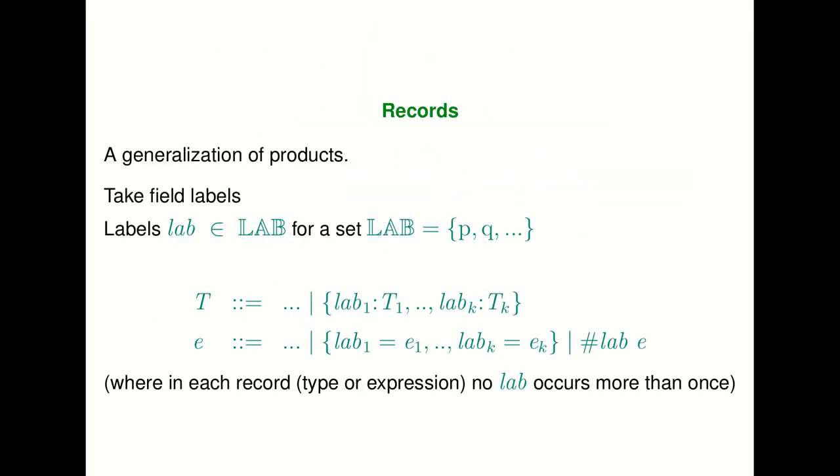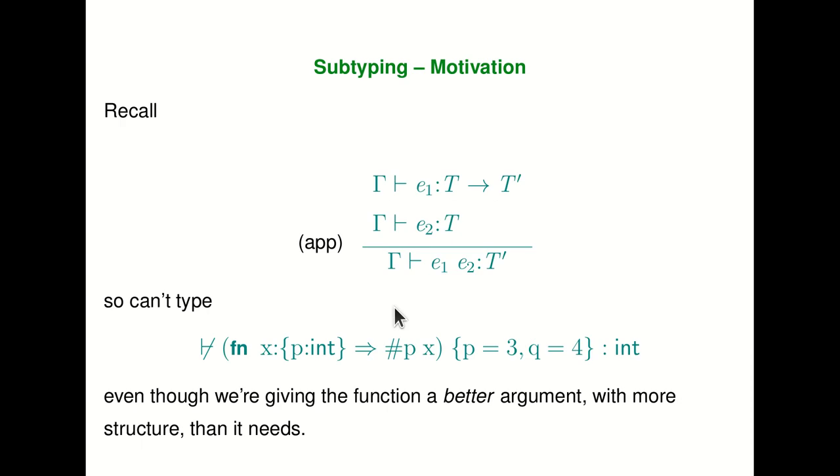With record types, a record type is a list of labels and types. What this means is that our typing rule for applications means that if you have a function and what it needs is a record with a single field, so here we take a record that has a single field p of type integer, and then we project out the p component. This will be a function which takes a record and returns an integer. And if we pass it an argument which doesn't just have a p, but also has a q, then we'll fail type checking. This is quite frustrating because the argument to this function actually does have a p field, so if you tried to project out a p component, it should succeed. In some sense, we're giving this function a better argument, with more stuff in it than it actually needs, and the function is saying, no, I don't want that.